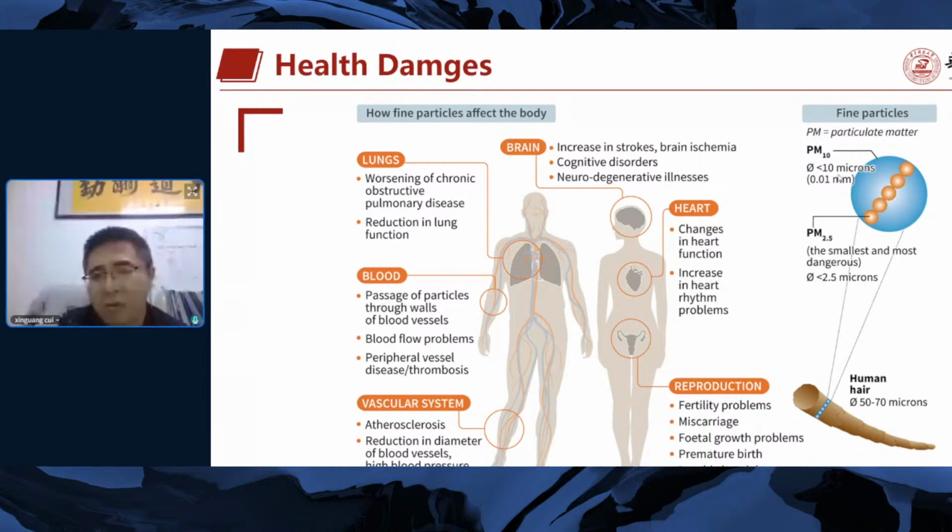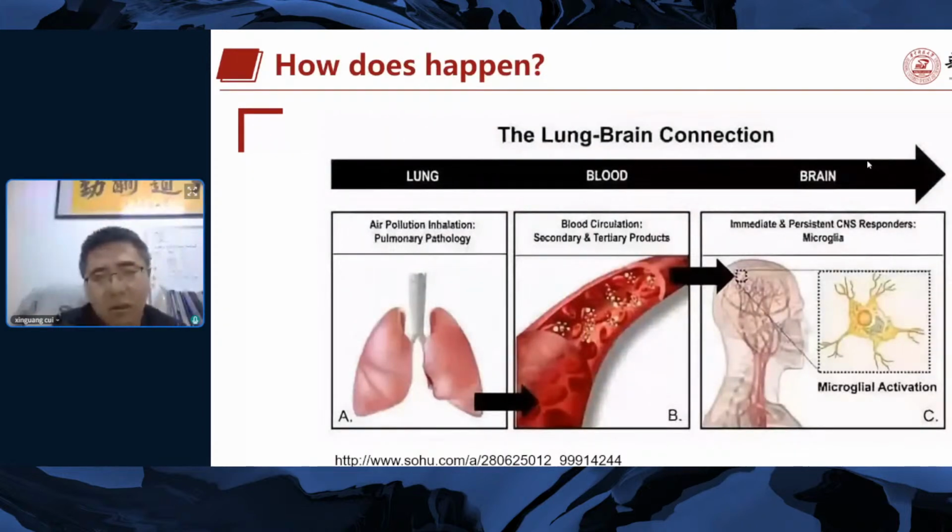Because these particles are very fine, particles less than 10 micrometers can go inside our human body, and then they can go with our blood circulation from the lung to other sites, for example, the brain. In fact, air pollution not only impacts our health, it also impacts our intelligence because it will destroy our nerves.